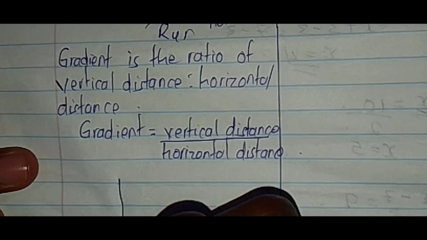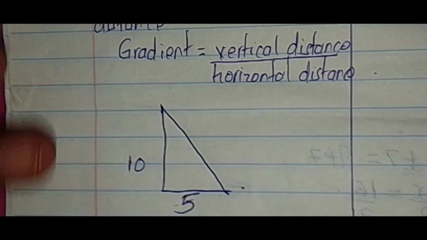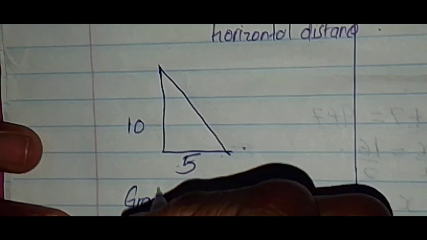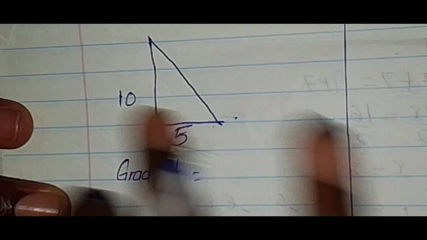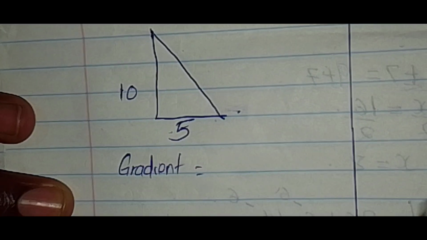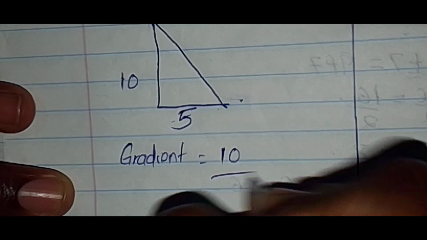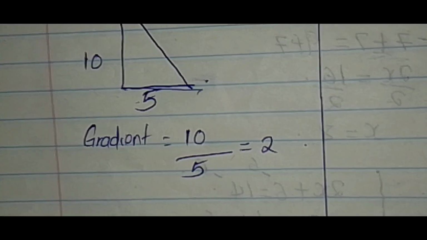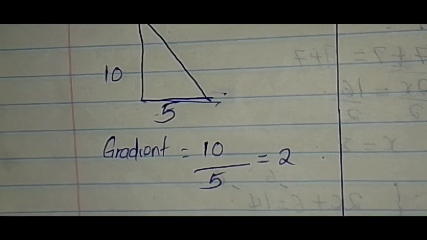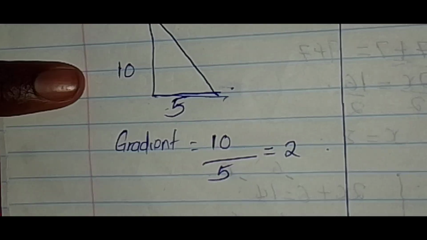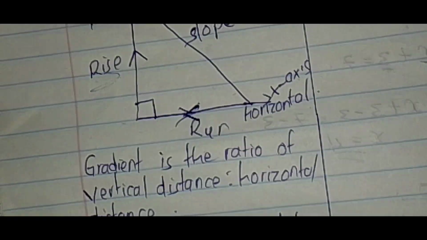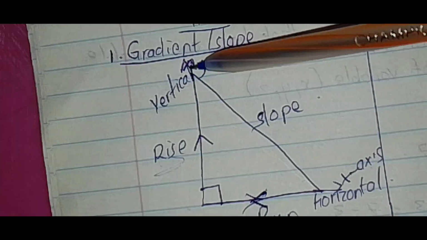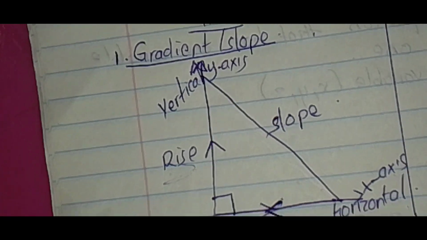An example, let's use this as our example. Here is 5, here is 10. So the gradient is the vertical distance over the horizontal distance. The horizontal is 5, so our gradient is 2. Hope you have understood that. In a Cartesian plane, this is known as the slope. Once you have drawn it, you just find it by counting there.